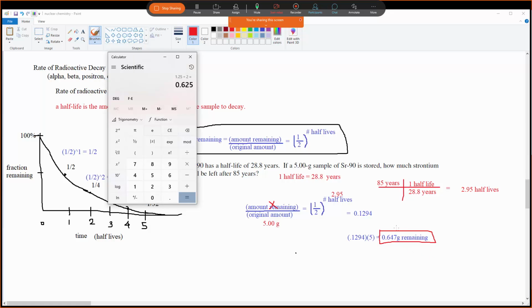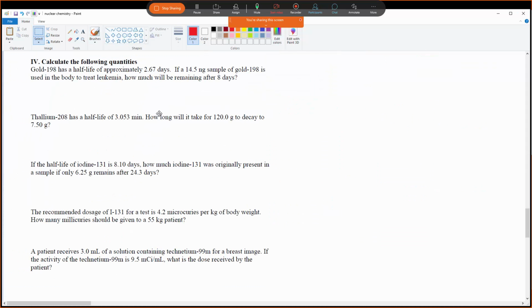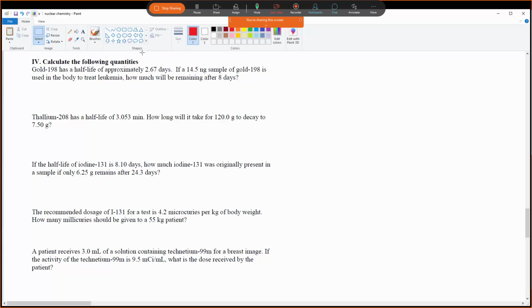Especially for a multiple choice problem, that's probably going to be enough to get you there. All right. But this is how you would do it here. Let's look at our worksheet and do a couple more problems related to half-lives. Here we go. Let's try this guy.